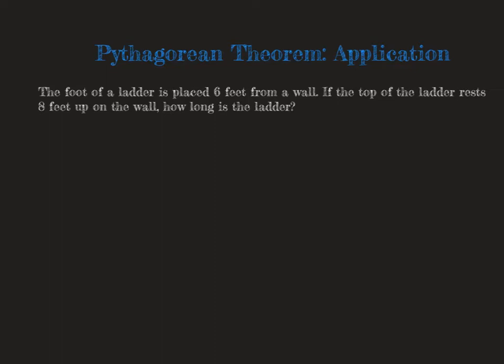It says a foot of a ladder is placed 6 feet away from a wall. So for these problems, ideally, you want to start by drawing. So we know that we have a wall. So I want to draw my wall. And then we also know that the ladder is going to be placed 6 feet away. So this is going to be 6 feet. If the top of the ladder rests 8 feet up on the wall, so that means that this is going to be 8 feet. And the ladder is going to be resting there.